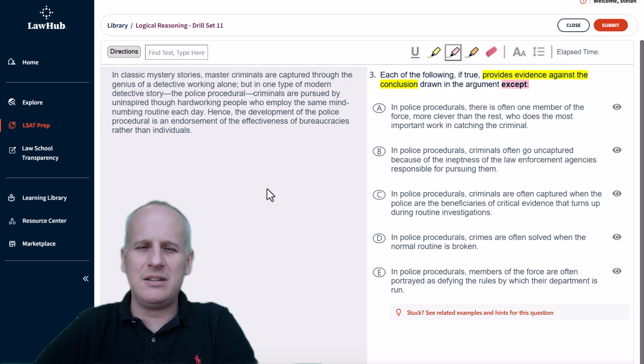What we need to do for these exception task questions is actually answer the question in the affirmative for 4 answer choices. So we should have 4 answer choices that do actually provide evidence against the conclusion or weaken that conclusion. And then there's going to be 1 answer choice that either does nothing to the conclusion or actually strengthens the conclusion. But you can't assume that the right answer is going to strengthen. It may just be irrelevant. We're just looking for something that does not weaken.